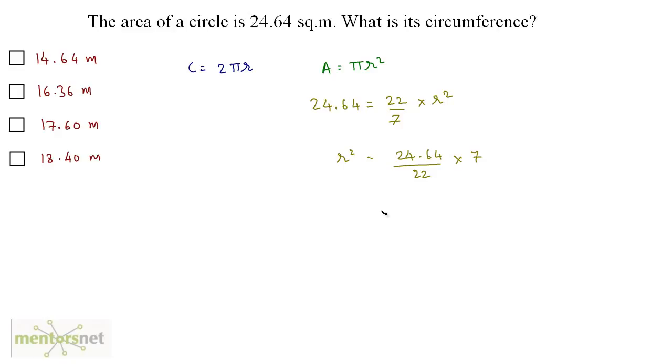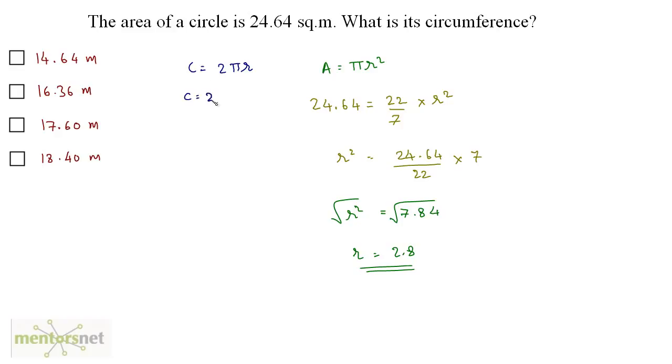Solving this, you will get the value as 7.84. r square is equal to 7.84. Taking the under root on both the sides, you get r is equal to, if you calculate the under root of 7.84, it will come out as 2.8. Now that you know the radius of the circle, you can calculate its circumference.